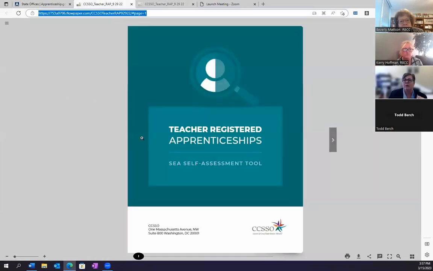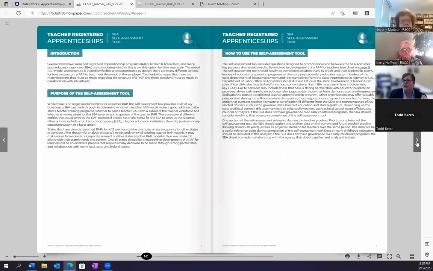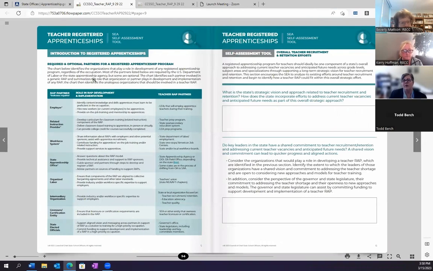Next, I wanted to share with you the self-assessment tool. And you can see the link up here. I also put it in the chat, and I believe it is also going to be in the handout that is mentioned at the end of this presentation. But if we go to page 5 and 6, you will notice here that they have an introduction to the partners that might be available in apprenticeship. So I want to be sure that you know that this is part of the self-assessment tool.